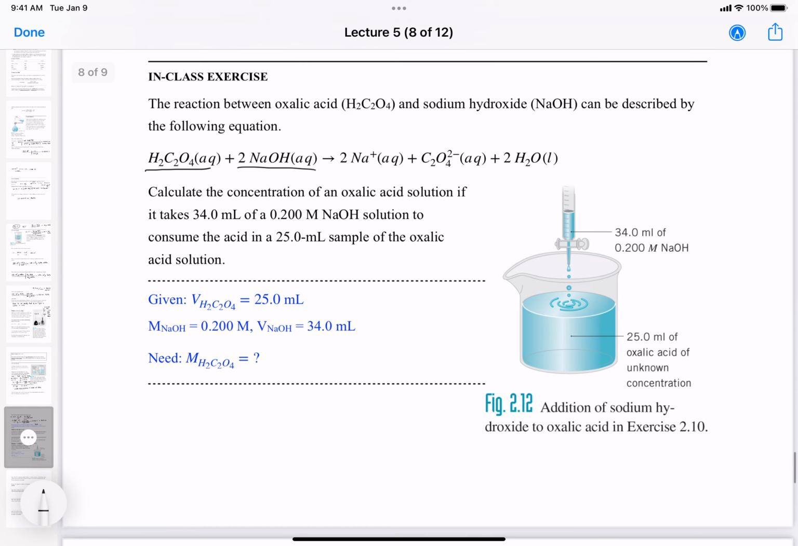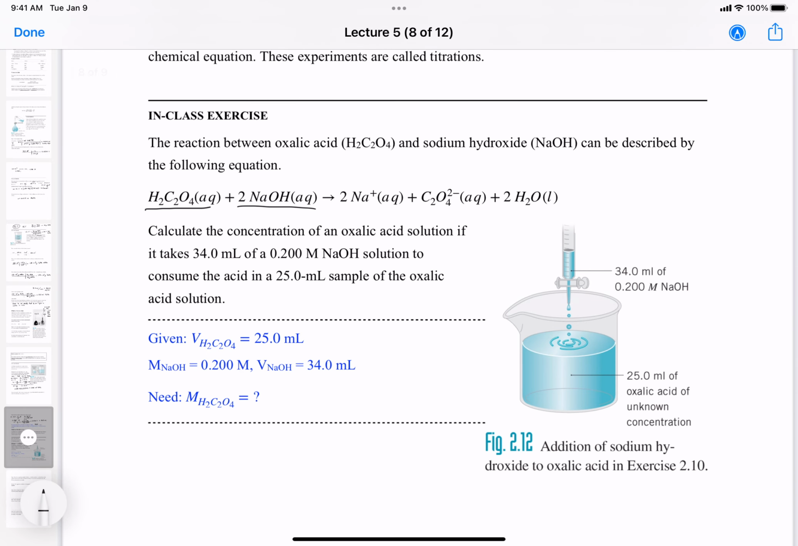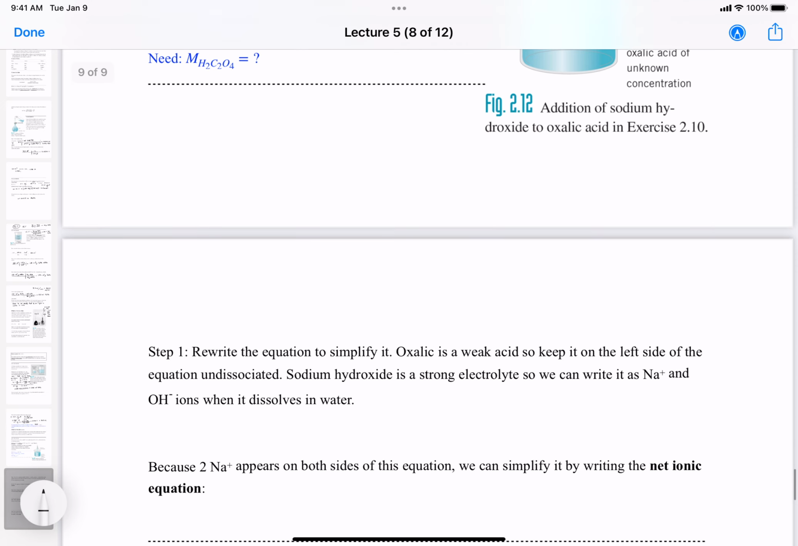All right, so first things first, the chemical equation here is pretty complicated. So let's rewrite it to simplify it. So let's rewrite the chemical equation. So we have H2C2O2 aqueous.